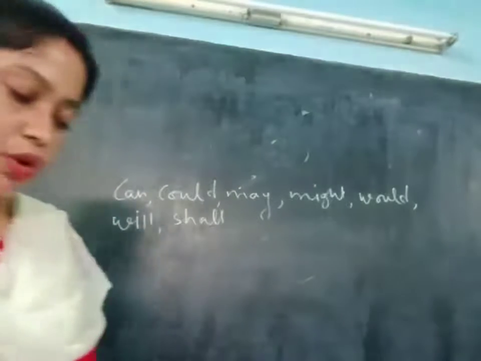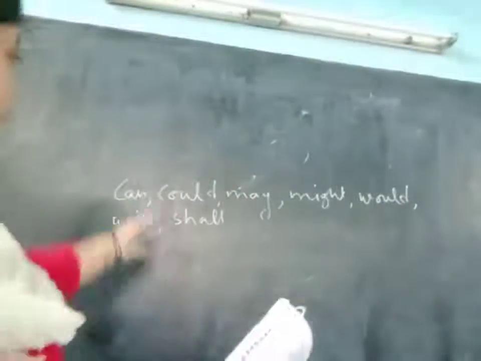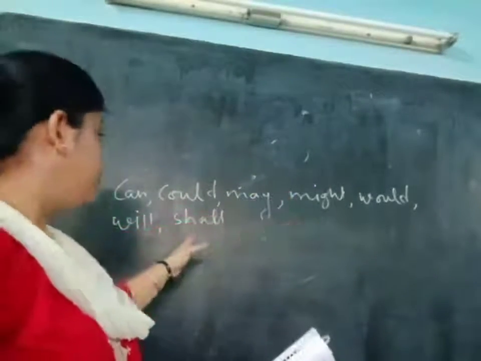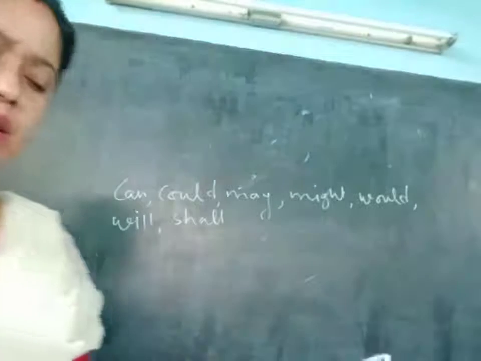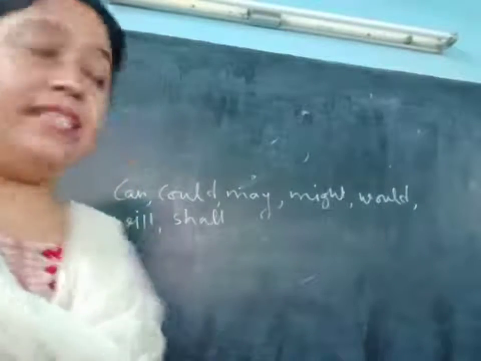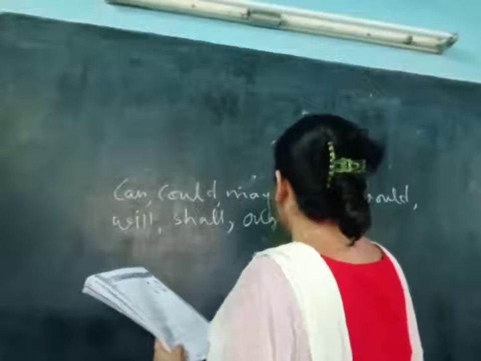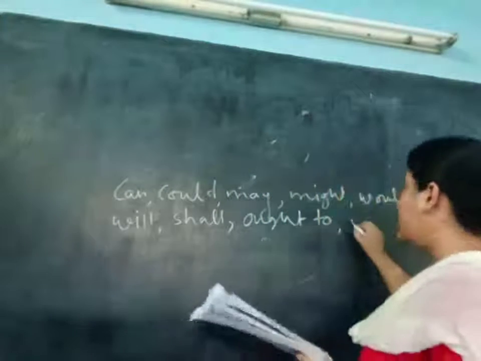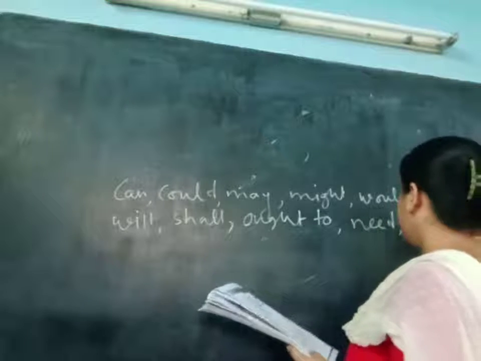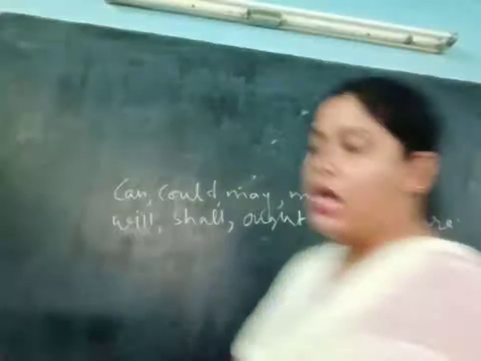Okay, so what I was telling, that these commonly used modals just like can, could, may, might, would, will, shall, and there are others also, ought to and need and dare. Sometimes ought to, this is also a modal. Sometimes need and dare, these verbs also can be used as modal verbs.